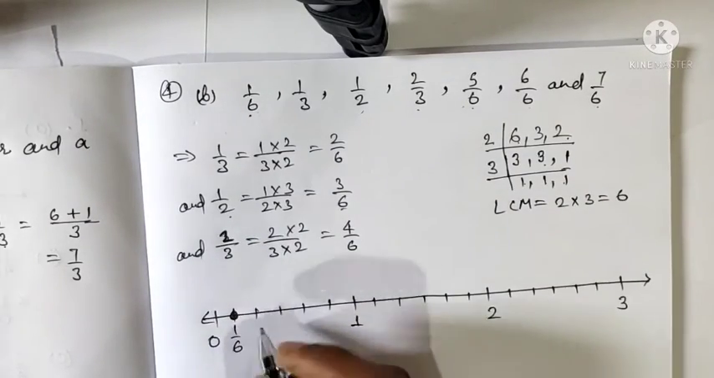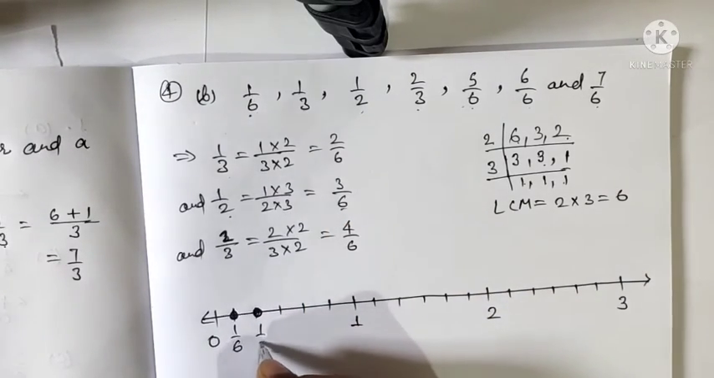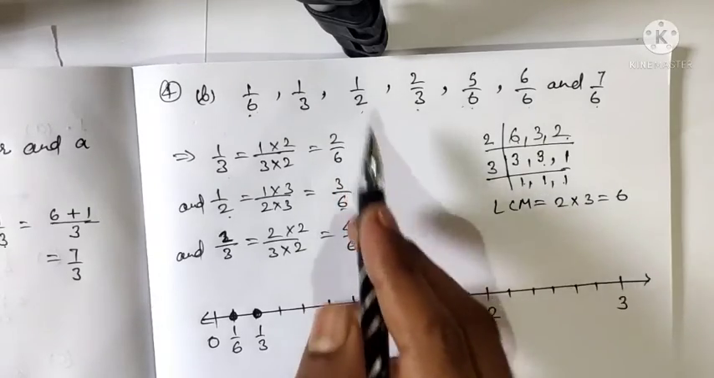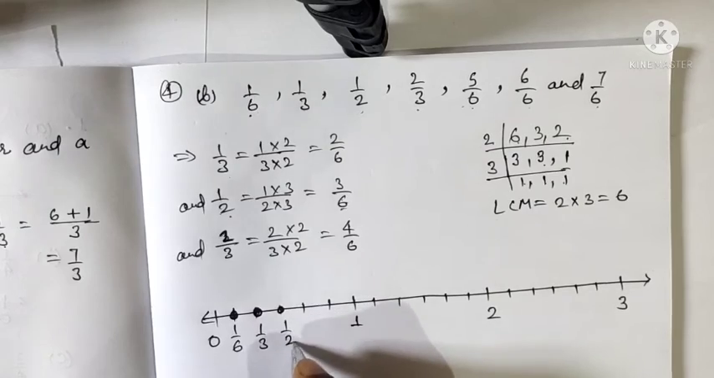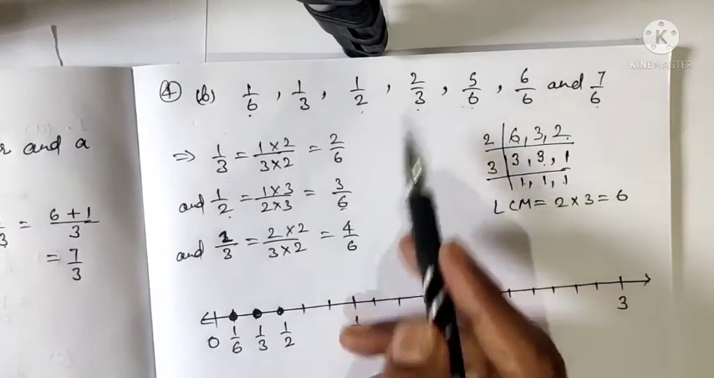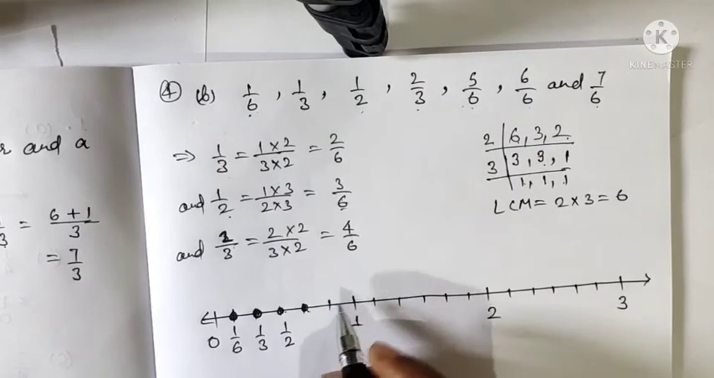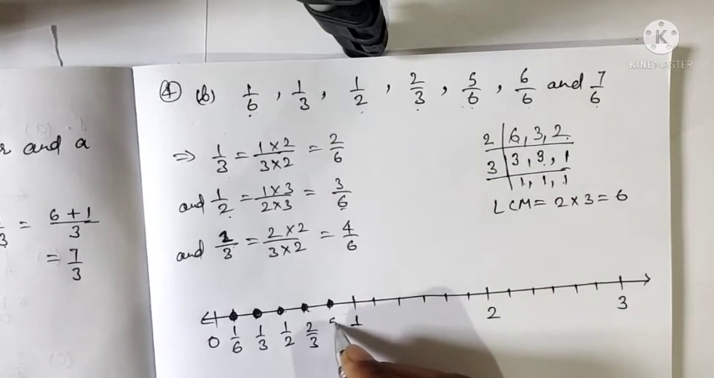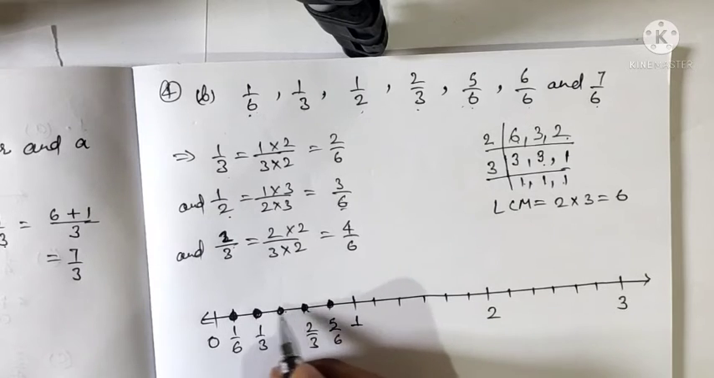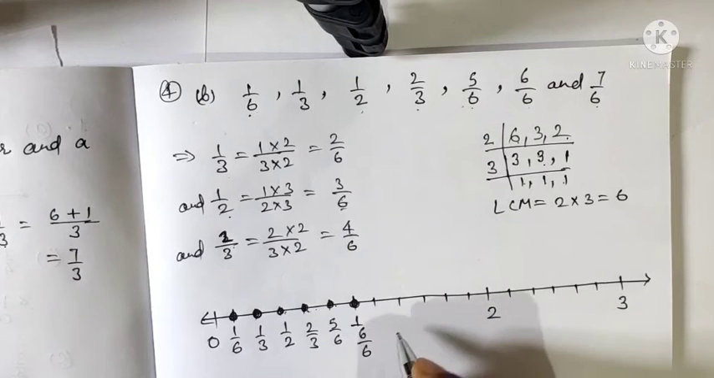1 by 3 will be equal to 2 by 6, will be equal to this point. 1 by 2 will be equal to 3 by 6, and this will be this point, and 2 by 3 is equal to 4 by 6, so it will be 1, 2, 3, 4, this point, and 5 by 6 will be this point, and 6 by 6 will be 1, 2, 3, 4, 5, 6, this point, and 7 by 6 will be this point.